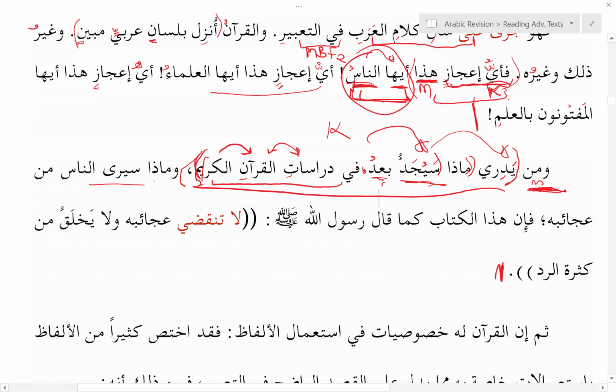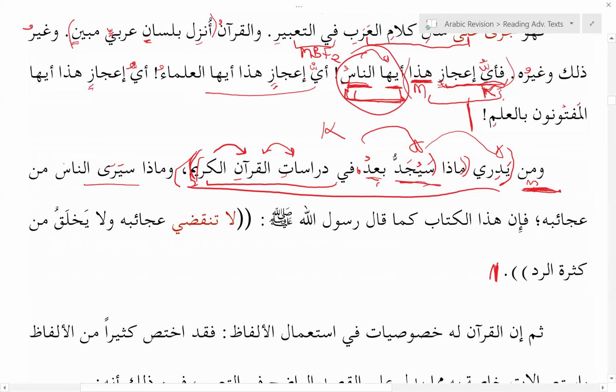وماذا يرى. So this could be majhul as well: what the people will be shown. Or it could be ma'lum. So in this case, ماذا سيرى الناس من أجائبه. And what will the people see from its wonders?